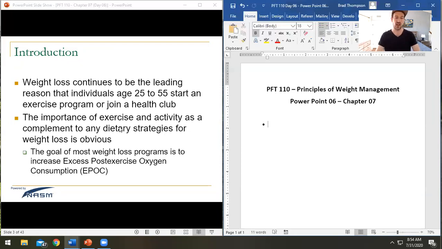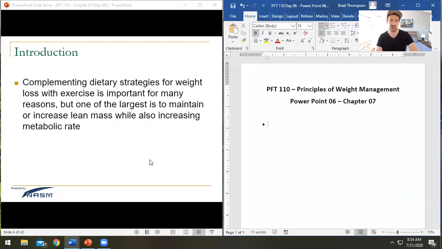And so we know that our job is to emphasize the importance of exercise and regular activity, and help our clients come up with strategies that can increase their weight loss. And one of those strategies is to enhance what is called EPOC, or excess post-exercise oxygen consumption, which we're going to go ahead and talk a little bit about today.